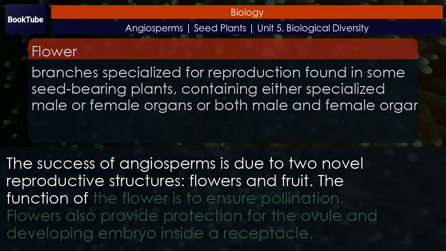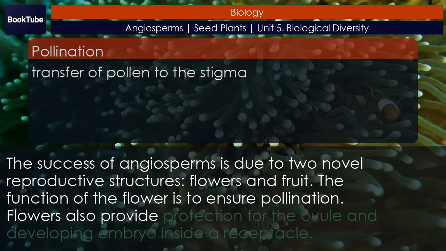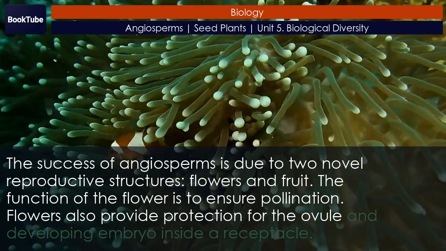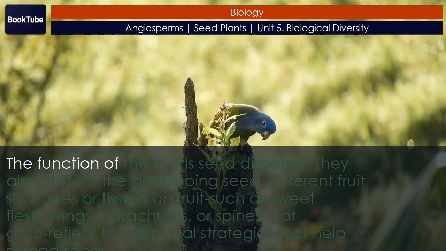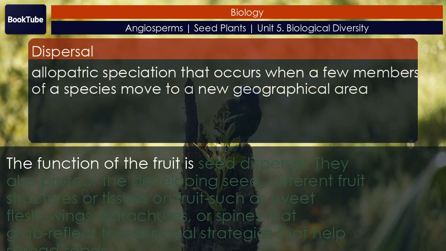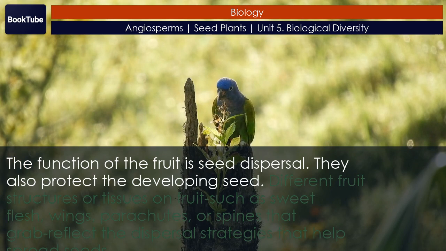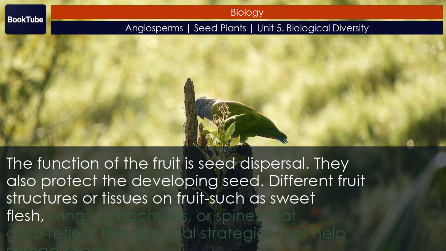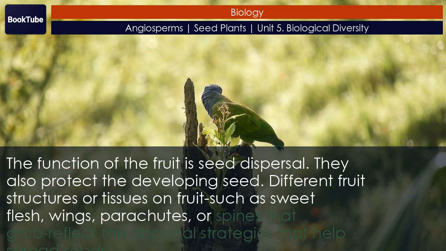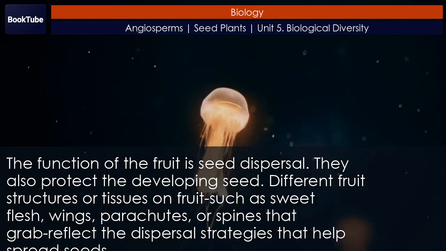The function of the flower is to ensure pollination. Flowers also provide protection for the ovule and developing embryo inside a receptacle. The function of the fruit is seed dispersal. They also protect the developing seed. Different fruit structures or tissues on fruit, such as sweet flesh, wings, parachutes, or spines that grab, reflect the dispersal strategies that help spread seeds.